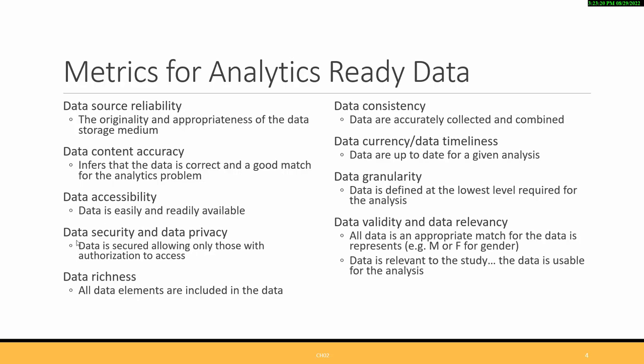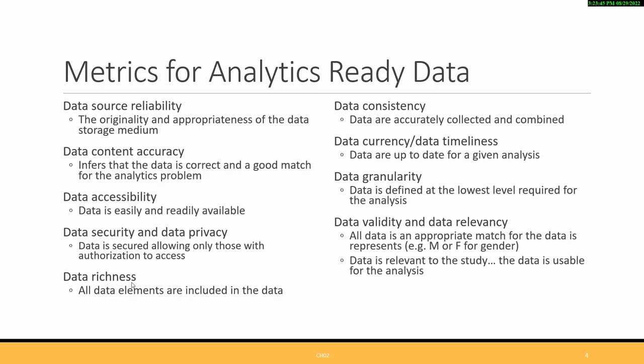The next metric is data security and data privacy. It means that the data is secured and only those people who have authorization to access it can access it, and others who are not authorized to access it should not be able to access it. So, preventing any unauthorized access to data.